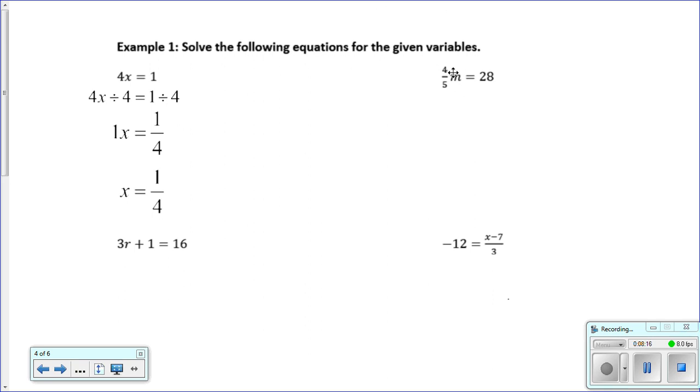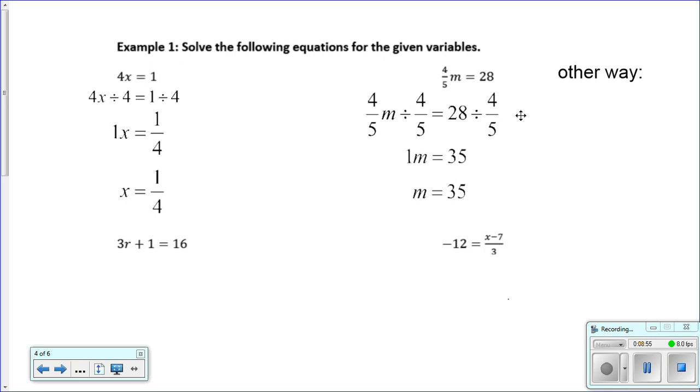So here we have 4/5 m equals 28. M is being multiplied by 4/5. So you can divide both sides by 4/5 if you want to. This is what it looks like. 4/5 being multiplied by m and being divided by m, the 4/5 cancel out. Okay? It equals 1. 28 divided by 4/5, you can do this in the calculator as long as you put 4/5 in parentheses. It will give you 35. Okay? So 1m equals 35. M equals 35.